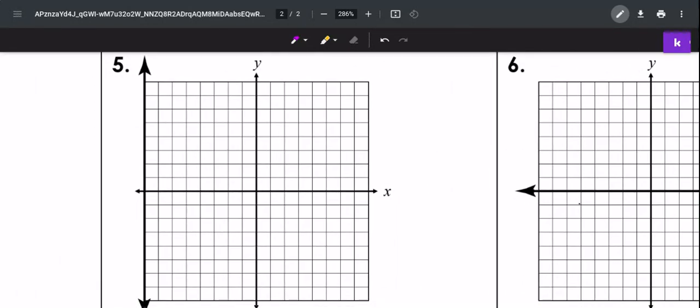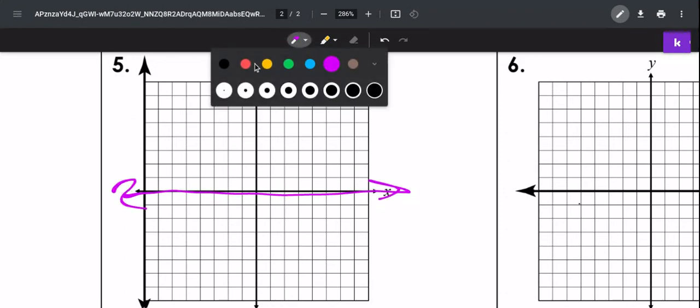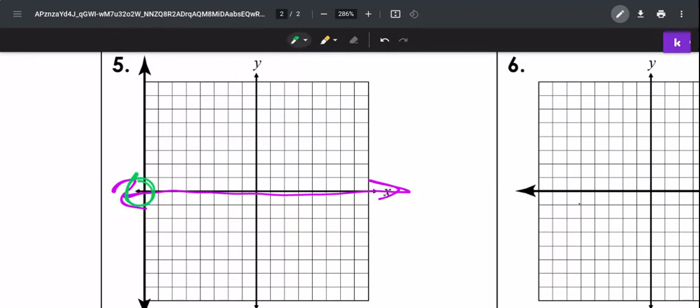So 5. On number 5, here's my vertical line. It is not intersecting this y-axis because those two are not making a cross. It's not even touching that y-axis. But it is intersecting this x-axis, right here at this point. And that would be at 1, 2, 3, 4, 5, 6, 7, 8. So x equals 8. All right.